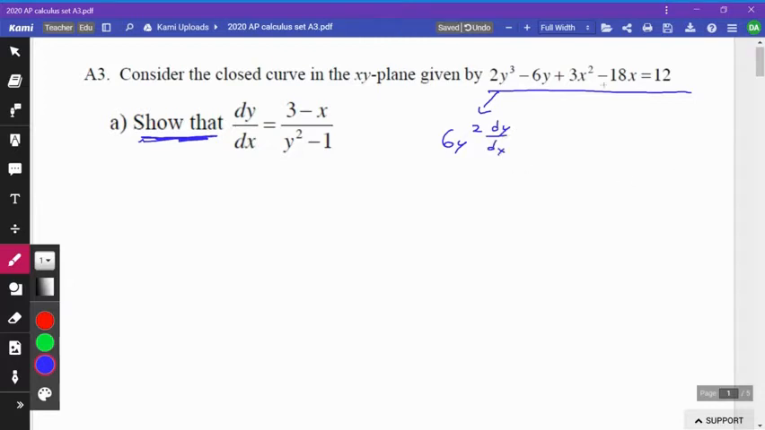There is no product rule or things like that going on here. We just have to remember anytime I take a derivative of y, it's dy/dx, and the derivative of anything with x is just as normal. Also the derivative of 12 is going to be 0. Solve for dy/dx, and you're done with the problem.